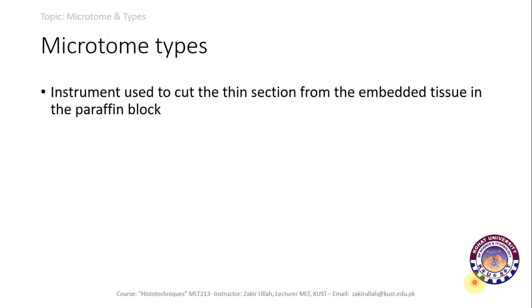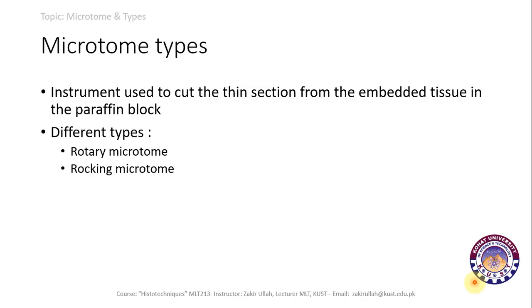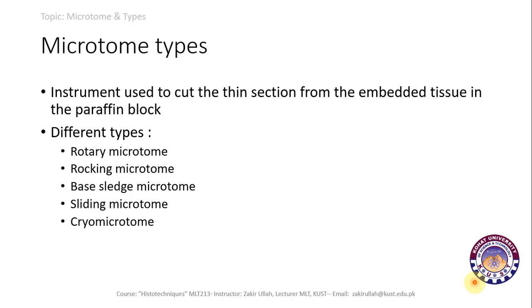The microtome is the instrument which is used to cut thin sections from the tissue embedded in the paraffin block. Different types of microtomes include the rotary microtome, rocking microtome, base sledge microtome, sliding microtome, cryo microtome, and the ultra microtome. The last one is the laser microtome.